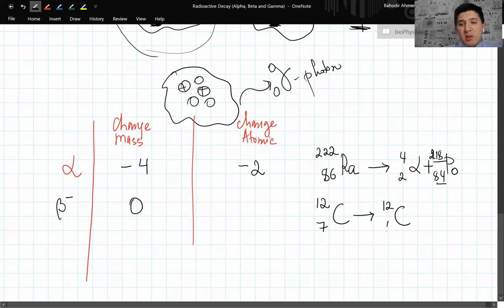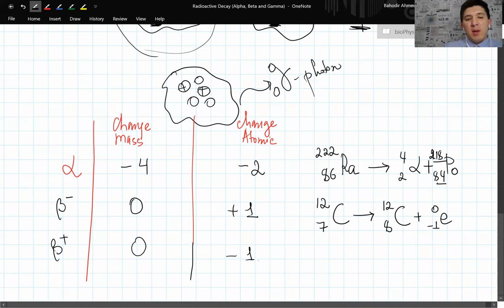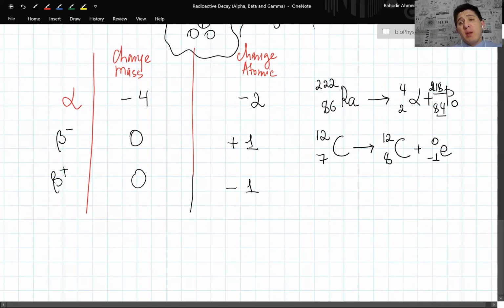For example, in this case, it's going to be 8 plus the electron with the mass 0 and with the atomic number -1. Some of its neutrons become a proton in this case, right? So the change of the atomic number is +1. And the beta plus radiation, it's when the change in the mass is 0. There's no change in the mass, but there is a change in the atomic number, it is minus.